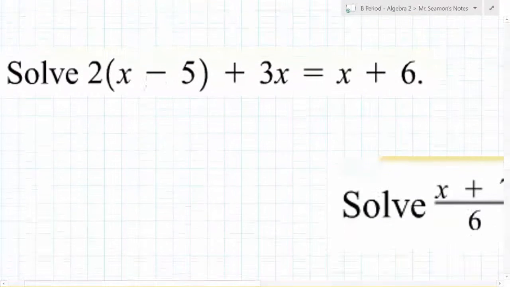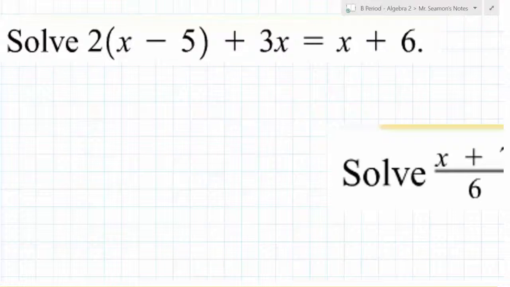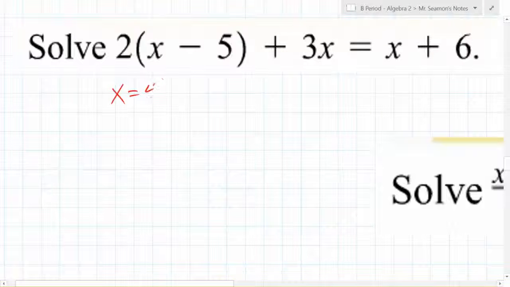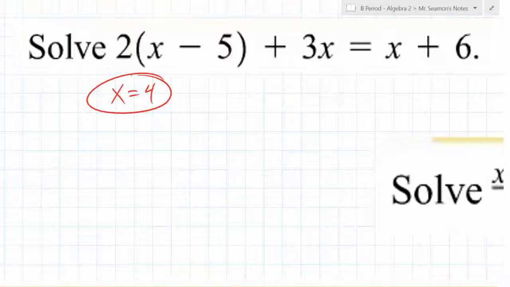How about you try this one for me right here? X equals 4. Let's see how popular Hannah is today. Raise your hand if you agree. Oh, you're popular today. Nice. Works out pretty well.